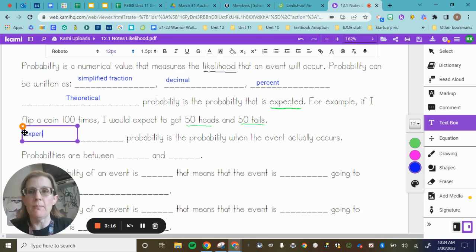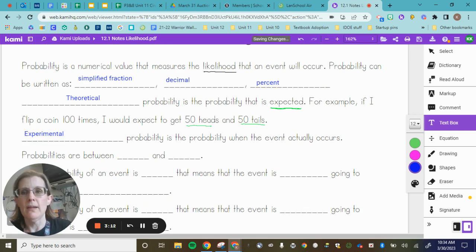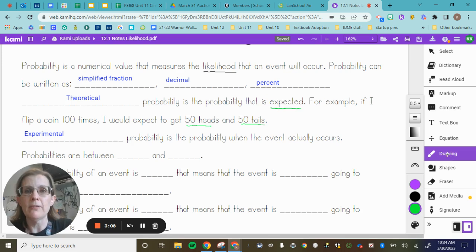Then there's experimental. Experimental's keyword is experiment. Experimental probability is the probability when it actually occurs. So you actually do the experiment. You would actually flip the coins if you were talking about coin flipping.